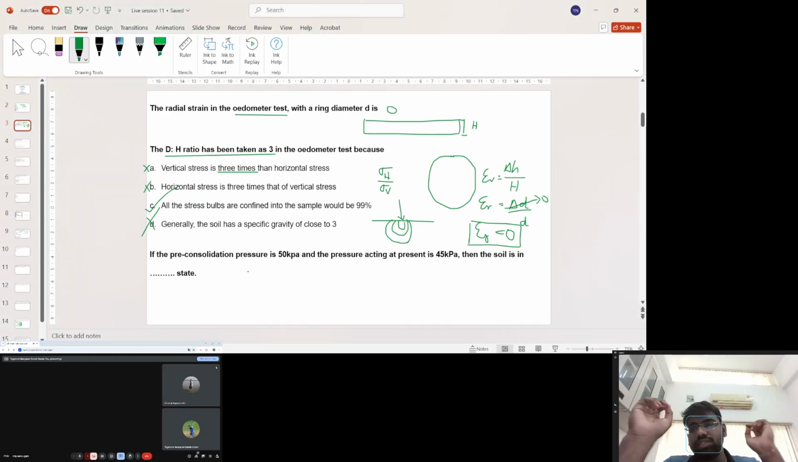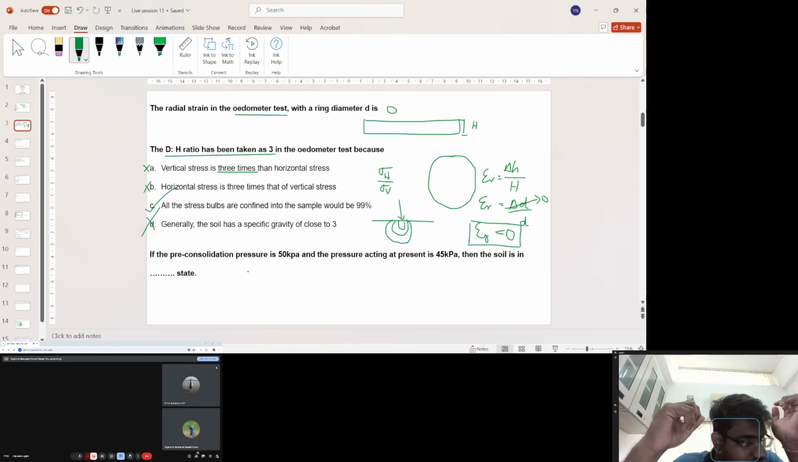Now moving to the next question. If the pre-consolidation pressure is 50 kPa and the pressure acting at present, that is the existing pressure, is 45 kPa, then the soil is in which state? How will you decide this? Sir, it is in over consolidation stage, because due to more pressure in the past, it has more consolidation, and now the pressure is less. Okay. How will you quantify this?